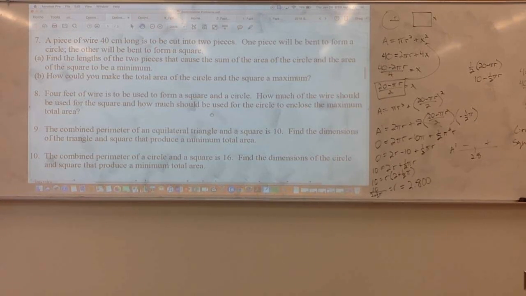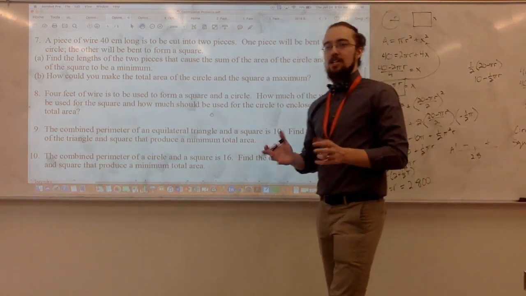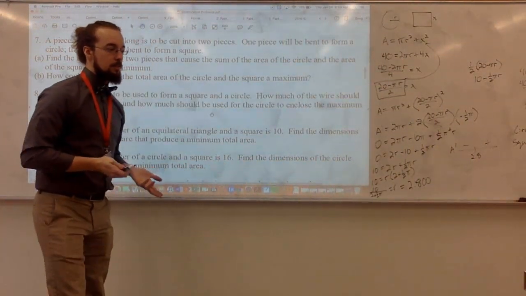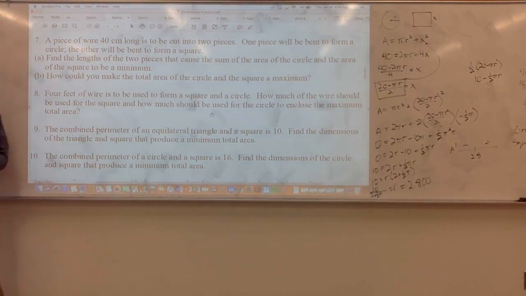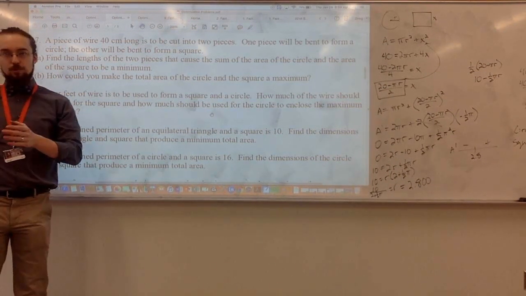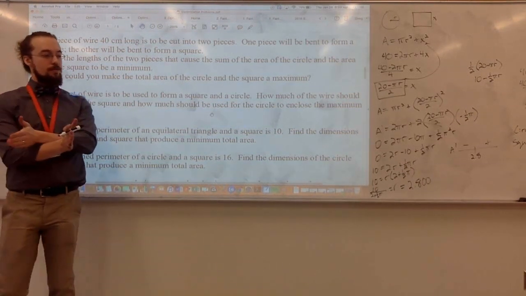So we found our minimum area. Part B, though, says find the maximum area. Well, the only critical point we found was a minimum. So the endpoints. Okay. In this scenario, what would endpoints mean? If my piece of wire is 40 centimeters, that means that the two endpoints are 0 for one of them and 40 for the other, and then vice versa.